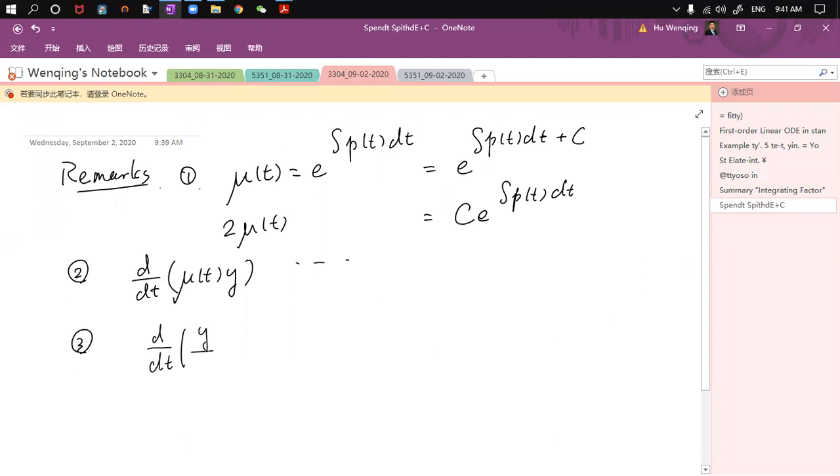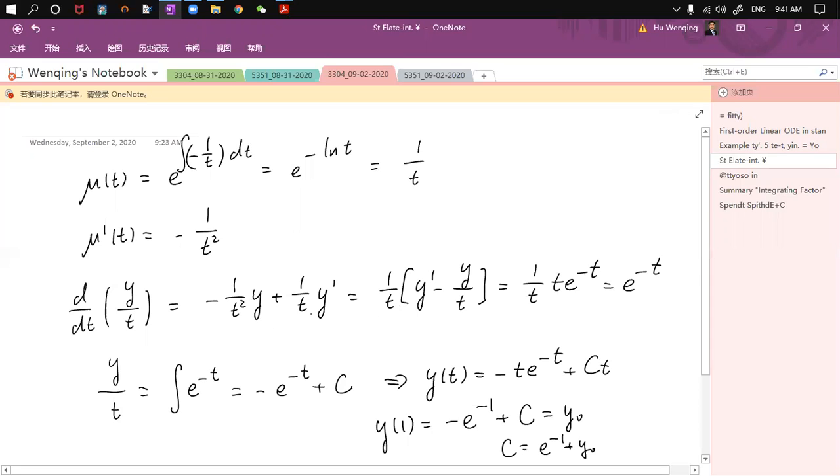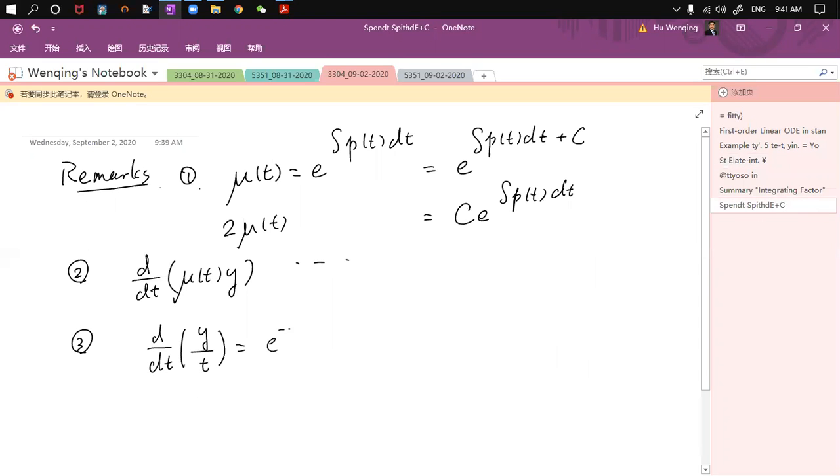So the derivative of y over t, according to my calculation, is equal to e power minus t. Good for everybody? Okay, so it tells us that this derivative is e power minus t. Then from here I'm going to do a naive thinking: y over t is minus e power minus t, which is the antiderivative plus a constant. Then I fill in the constant by the initial value. That's a good idea, right?